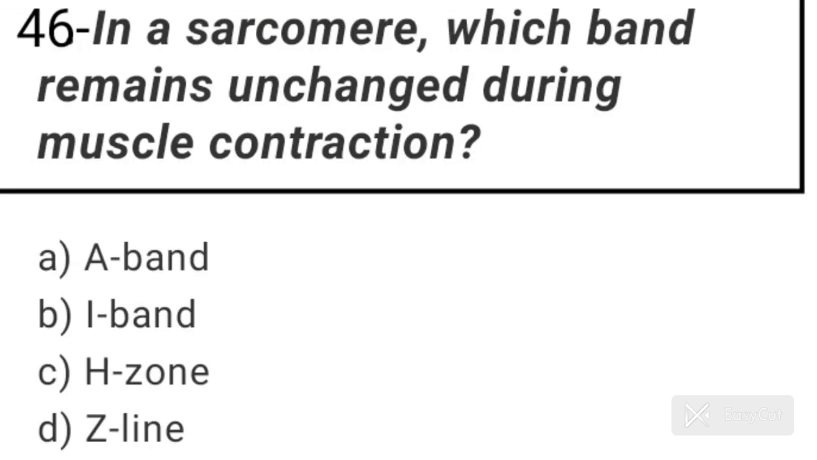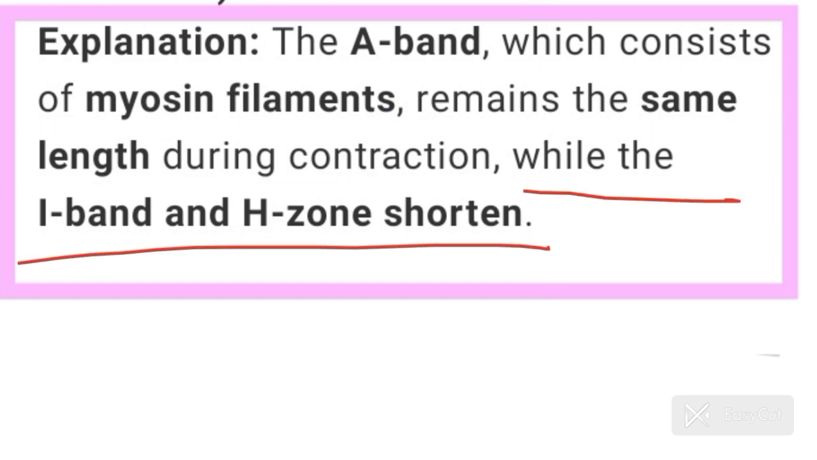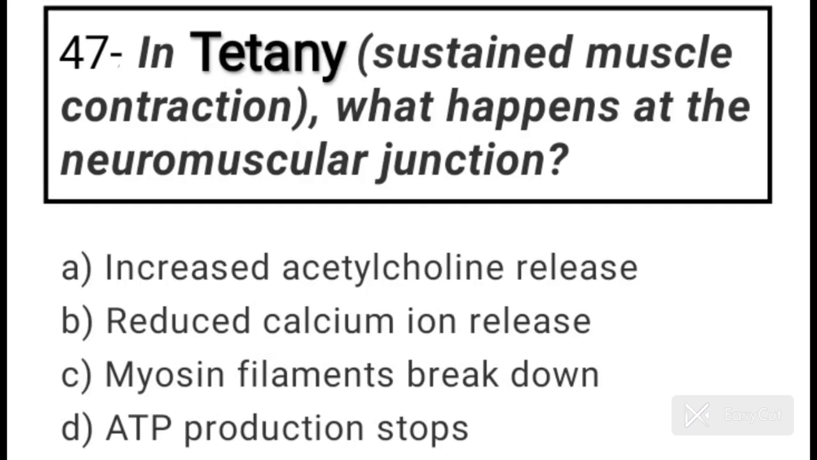Question number 46. In a sarcomere, which band remains unchanged during muscle contraction? So during shortening of a muscle, that is contraction of a muscle, the I bands get reduced, whereas the A bands retain its length. So option A is correct for question number 46. A band remains unchanged during muscle contraction. The A band, which consists of myosin filaments, remains the same length during contraction, while the I band and H zone shorten.